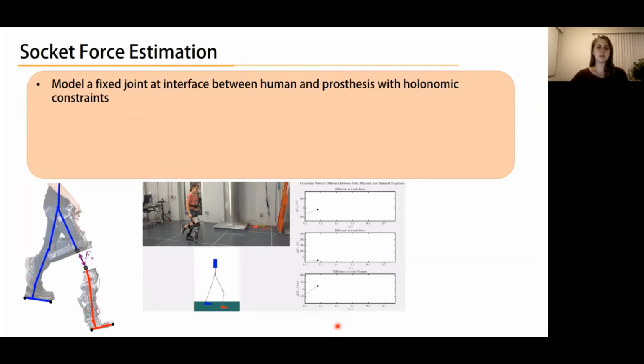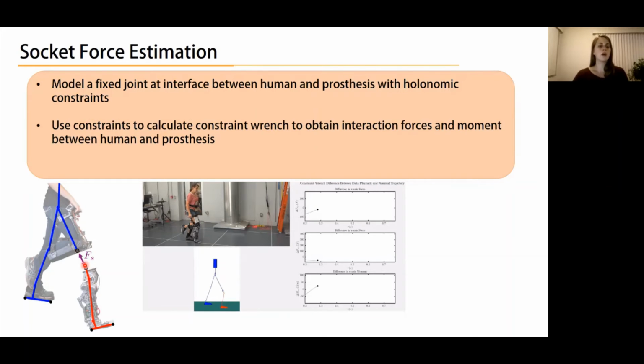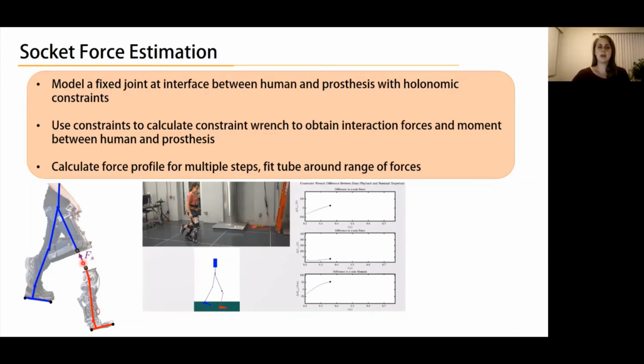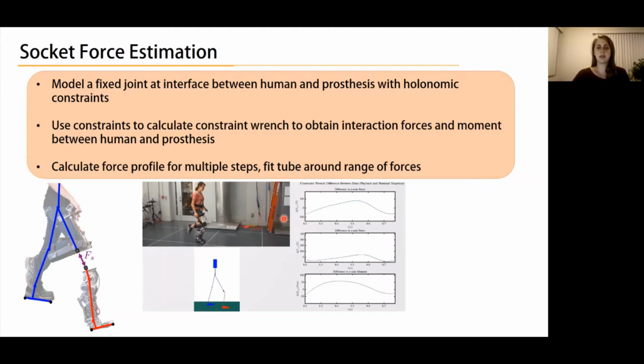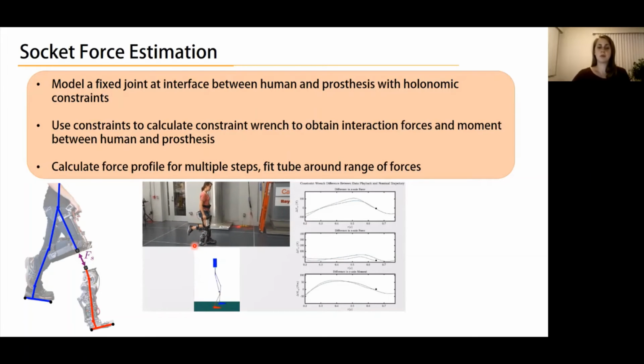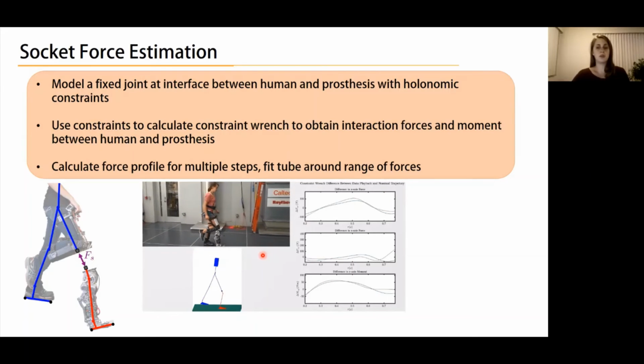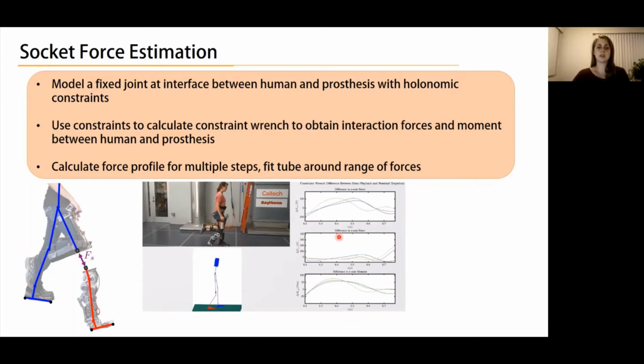To estimate the socket interaction force, we model a fixed joint at the interface between the human and prosthesis with holonomic constraints. We use these constraints to calculate a constraint wrench to obtain the interaction forces and moment between the human and prosthesis. Then with data playback, we calculate the force profile for multiple steps and then fit a tube around the range of forces.